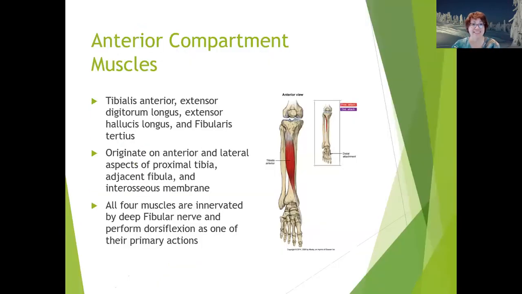Nobody. Okay. So I love how the ankle and foot muscles divide into these neat little groups. The anterior compartment muscles include the tibialis anterior, extensor digitorum longus, extensor hallucis longus, and the fibularis tertius. They originate on the anterior and lateral aspects of the proximal tibia and adjacent fibula and the interosseous membrane between the tibia and fibula. All four muscles are innervated by the deep fibular nerve, and they all perform dorsiflexion as one of their primary actions. Doesn't that make it lovely and easy? What could be better, right?